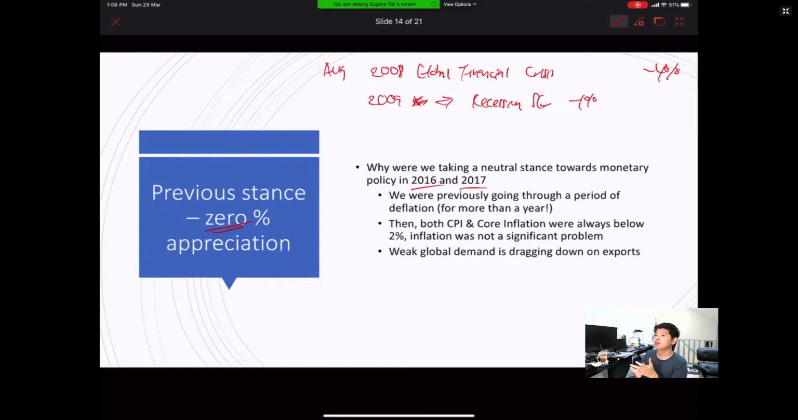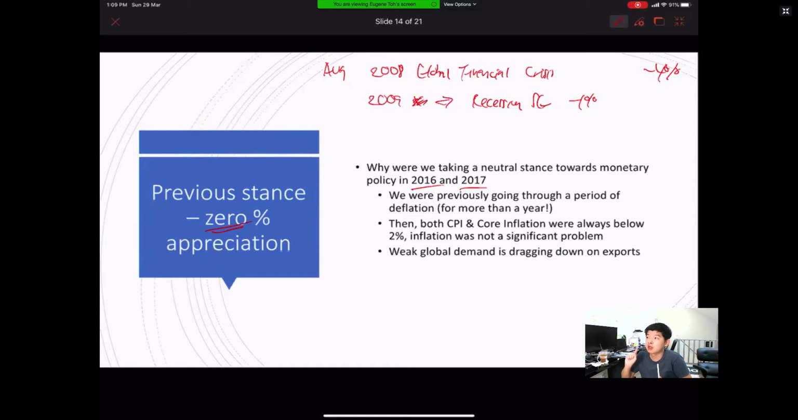Point number 2, by right, if you want your Sing dollar to depreciate, you want it to depreciate because you want it to help what? What is the purpose of letting the Sing dollar depreciate? You want it to boost what? Absolutely, right? So you want your Sing dollar to depreciate because you want your exports to become cheaper. Then you want more people to buy, then your AD will increase, then your national income will increase. That is why you want your Sing dollar to depreciate.